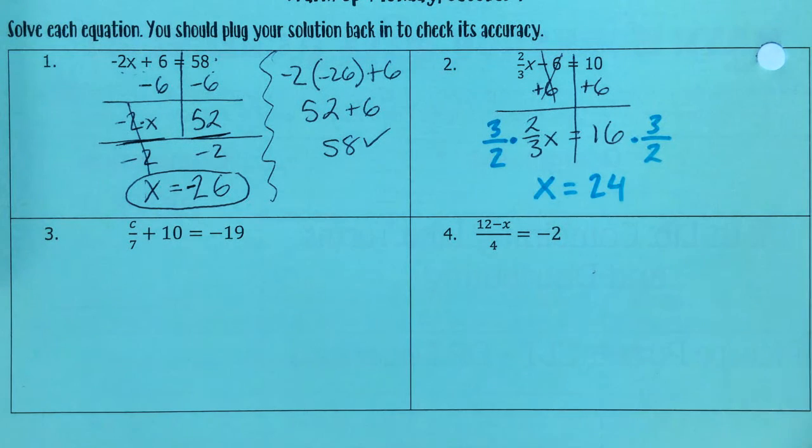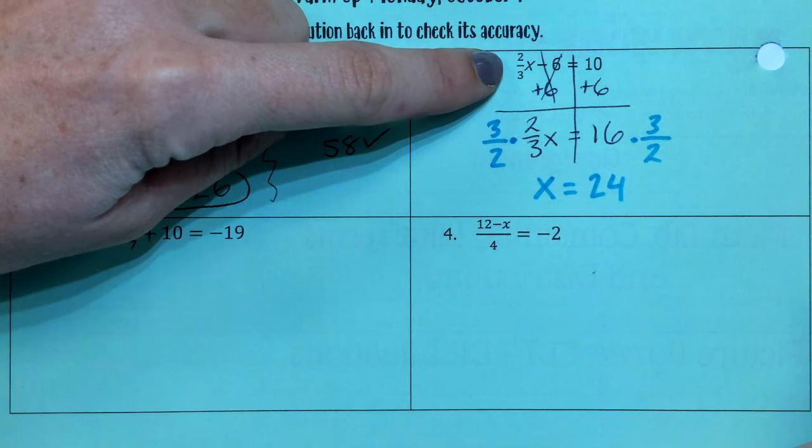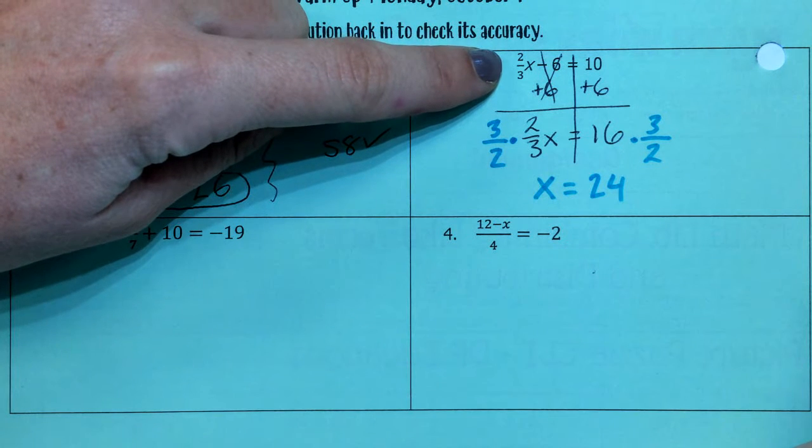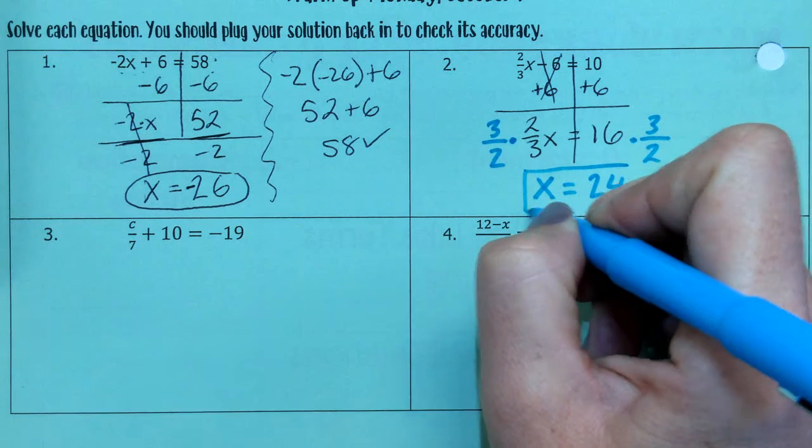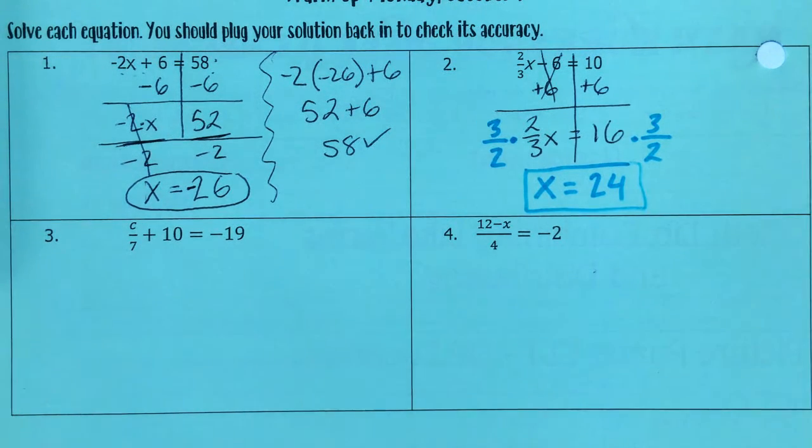If you wanted to check your work, 2/3 times 24 is 16. 16 minus 6 is 10. So when you plug 24 in for x, you get 10 as your answer. So x equals 24 is the solution to that equation.